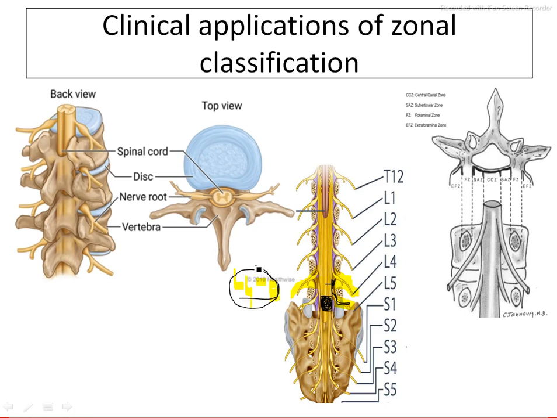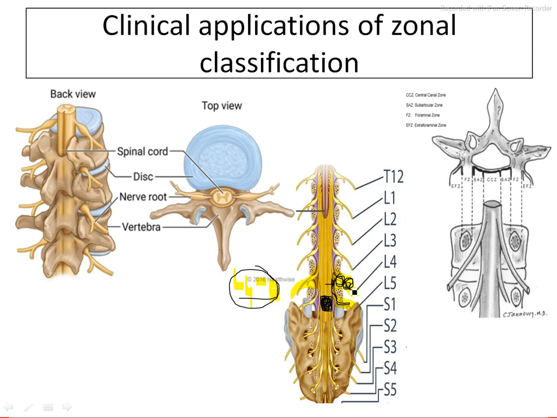So this is L4 and L5. When there is subarticular or paracentral disc prolapse, then the traversing nerve root is impinged. However, when there is foraminal or extraforaminal disc prolapse, it is affecting the exiting nerve root, not the traversing nerve root. So the L4 nerve has been impinged.